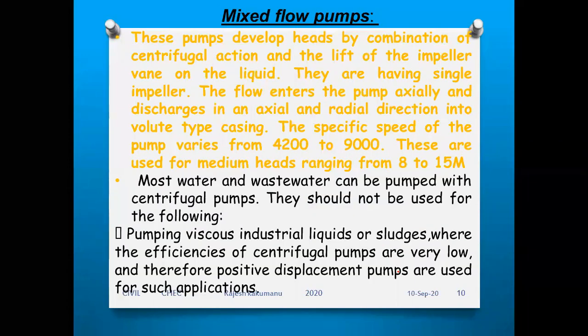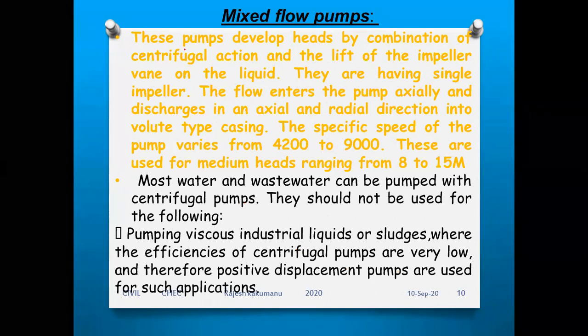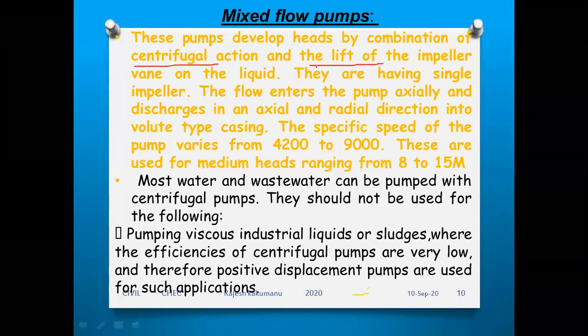Next one is mixed flow. Mixed flow means radial flow plus axial flow. When we combine these two, we get the mixed flow type of pumps. See what happens in this style. These mixed flow pumps develop head by a combination of centrifugal action and lift of the impeller vane. So they take the combination of centrifugal action as well as the lift of the impeller vane. That is centrifugal action, rotating action, and the lift. It may be horizontal or vertical. That is axially. Okay?